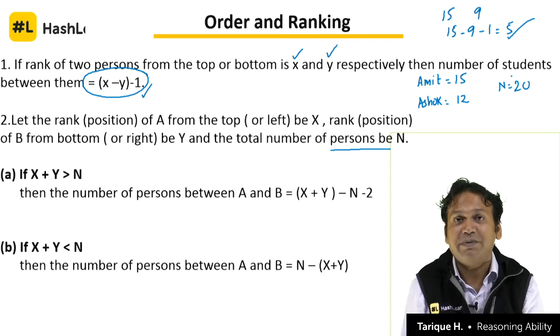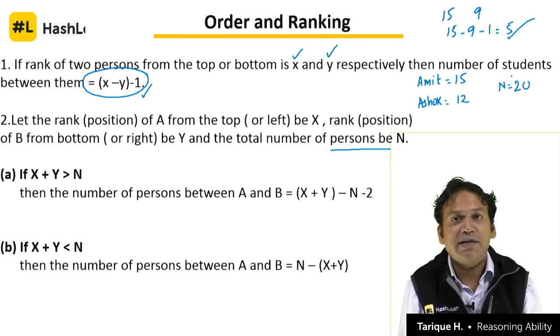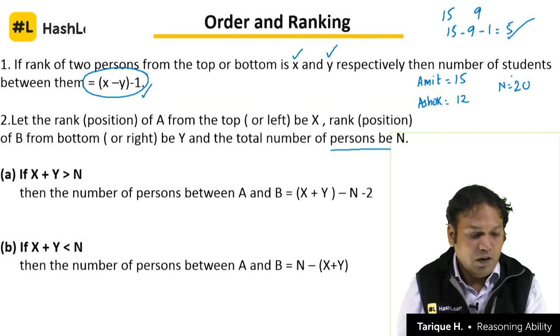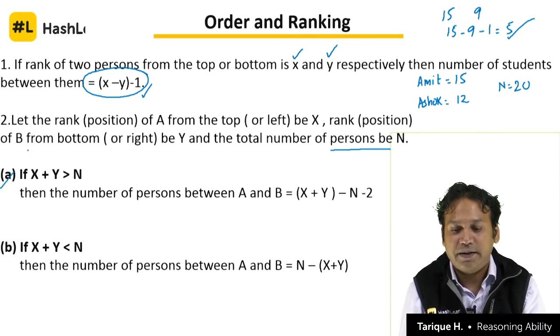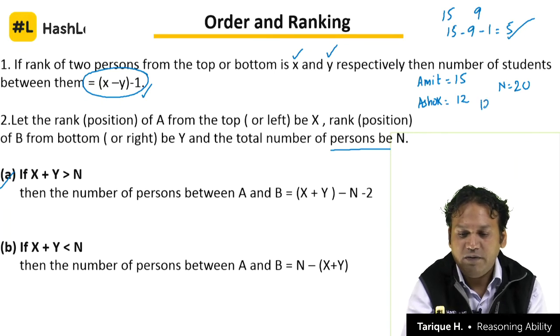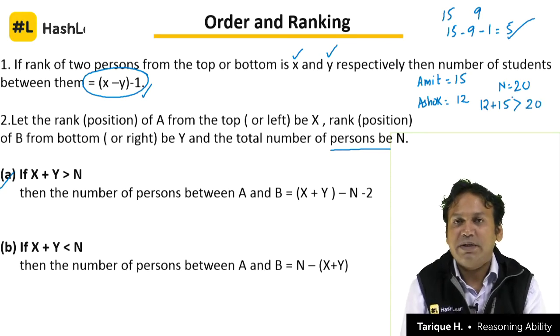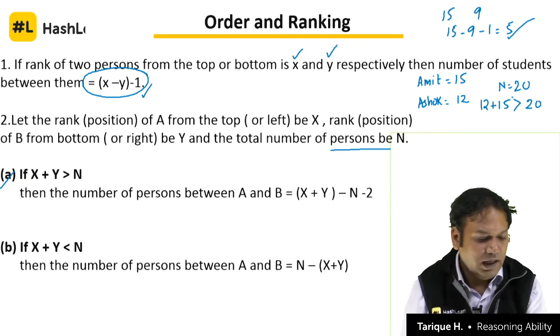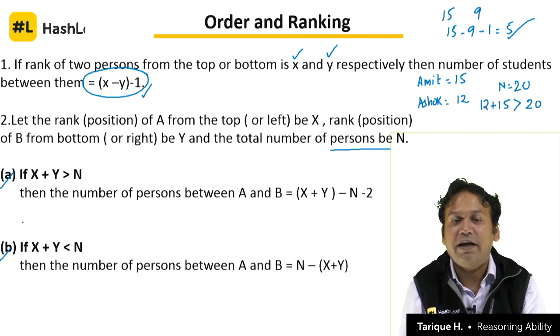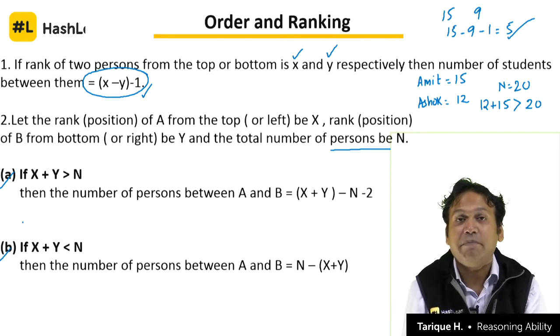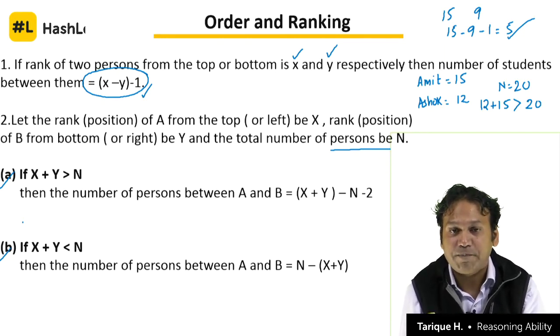So, there are two possibilities, two scenarios that we have already seen earlier. One scenario is when the sum of x plus y is greater than n. You can see here 12 plus 15 is greater than 20. And the second possibility is when x plus y, that is the sum of the ranks, is less than the number of students or number of persons.